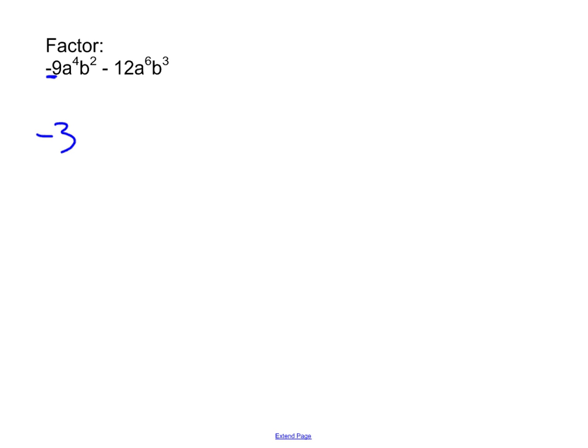And then how many a's do they have in common? Well, 4 a's here and 6 a's there. So they have 4 a's in common. And then how many b's do they have in common? 2 here and 3 there. So they have 2 b's in common.